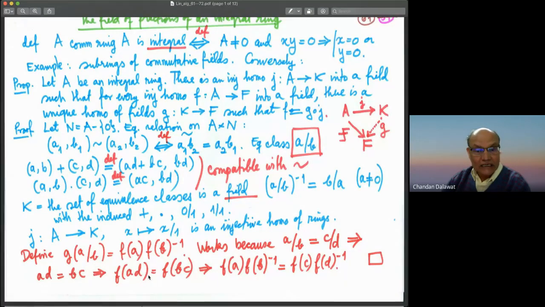But F of AD is going to be F of A times F of D, because F is a homomorphism of rings, and F of BC is going to be F of B times F of C. So I multiply by F(B) inverse and F(D) inverse on both sides to get this relation which I want. So that shows the existence of this map G.